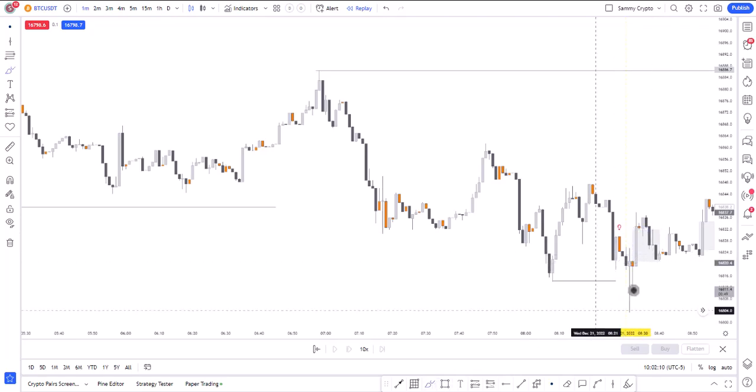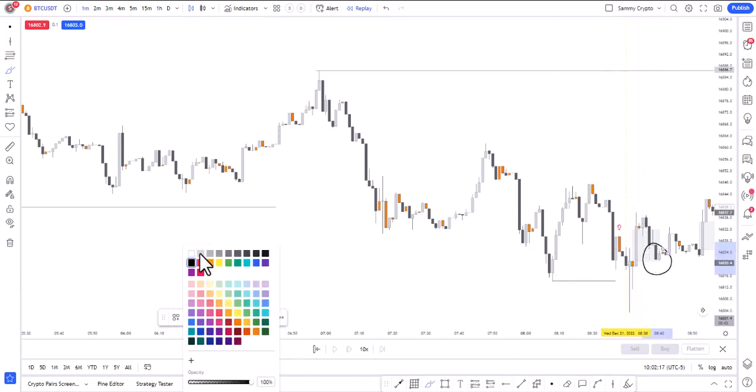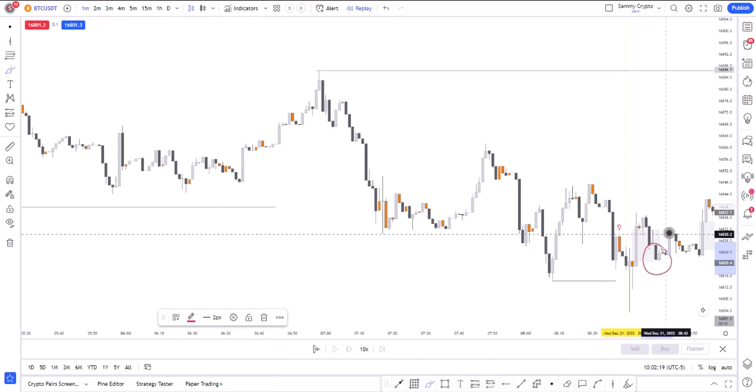Let me label that. At this entry, you can see where price came back to the IVG. That would have been my first entry. Let me put that in red so you can see. So you can see that would have been my first entry, but I kind of missed it. And you saw when I came to the charts, the price was already here.